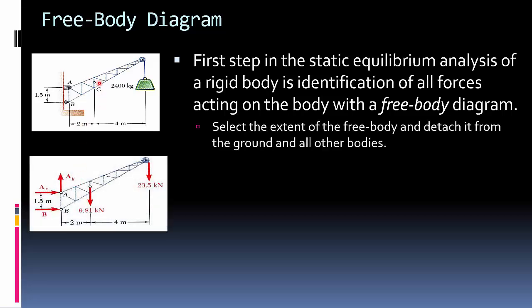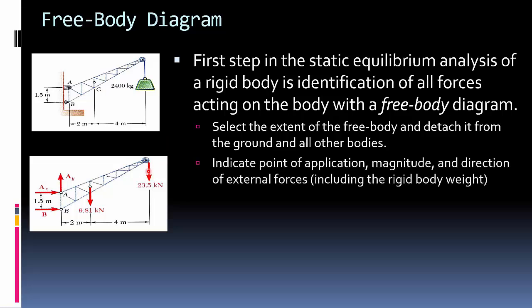Well, we're going to cut away. We're going to draw a line through here, and this is our free body diagram. We want to select how much you need to have in the free body diagram and detach it from the ground, all the bodies. We want to indicate the point of application and the magnitude of all the external forces. So this thing has a certain amount of weight going in this direction. The truss itself has a certain amount of weight applied there.